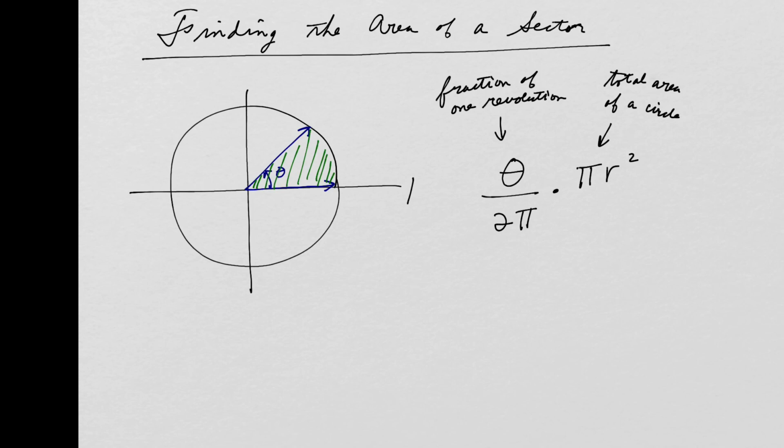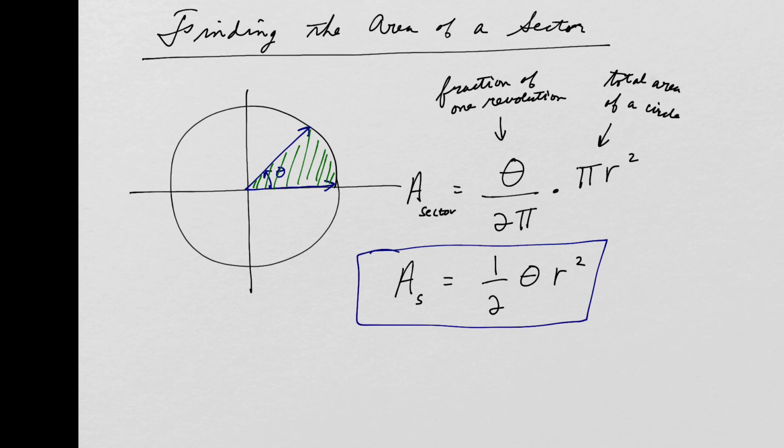Okay, so the area of a sector is equal to theta over 2 pi times pi r squared. And of course we can simplify this. I'll call it S for sector. Well, the pi's cancel, so this is going to be 1/2 theta r squared. That would be the formula that you use for the area of a sector. It's simply a portion of the entire area of a circle. It's just a piece of that pie.